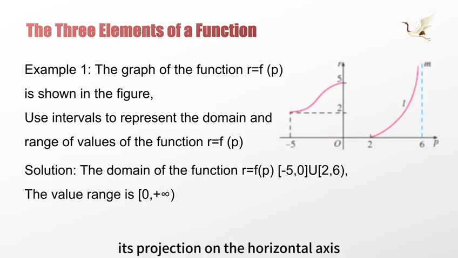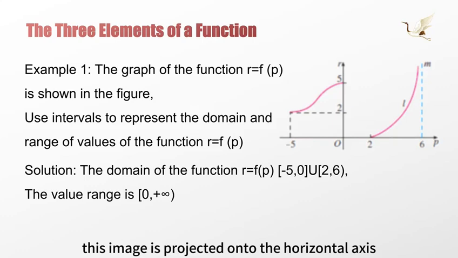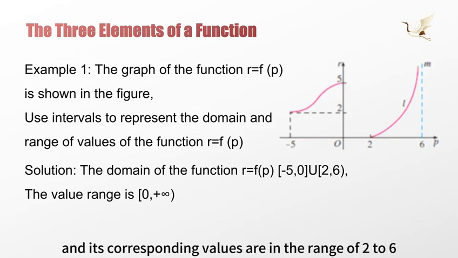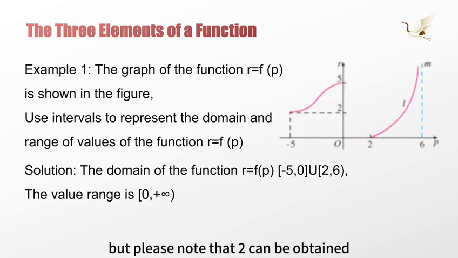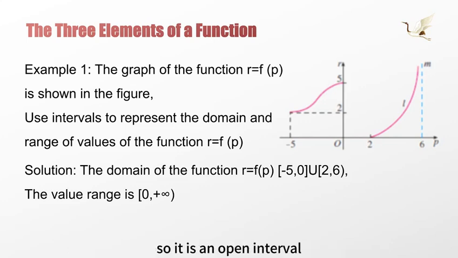This image, its projection on the horizontal axis corresponds to a closed interval of -5 to 0. This image is projected onto the horizontal axis, and its corresponding values are in the range of 2 to 6. But please note that 2 can be obtained, so it is a closed interval, while 6 cannot be obtained, so it is an open interval.